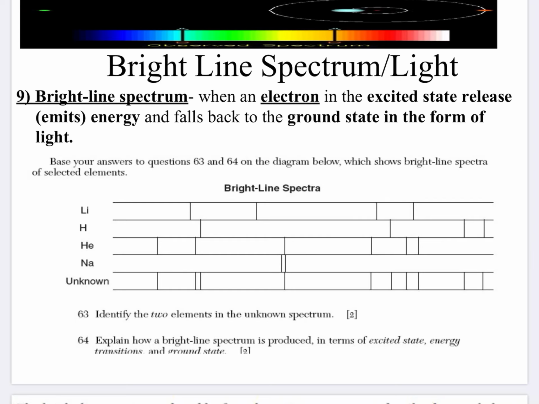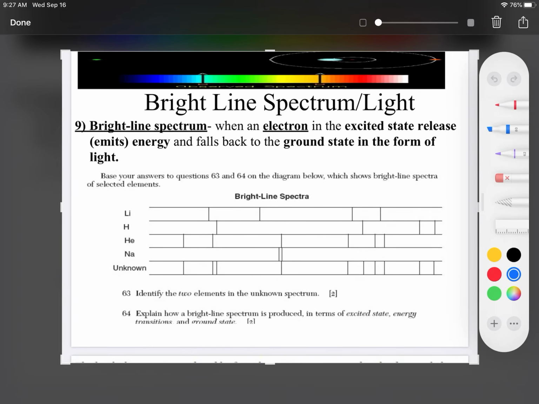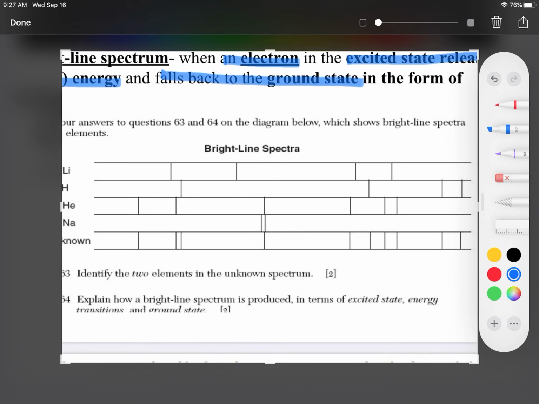Well, when an electron, we said before, absorbs energy, it jumps from the ground to the excited state. Now, does anything stay excited forever? No. Eventually, the electron will fall back from the excited state to the ground state, releasing energy. So, bright line spectrum light is when an electron in the excited state releases, another word for release, guys, is emits energy and falls back to the ground state in the form of light. Okay? You need to memorize that. It's going to be on your test. It'll be on a Regents exam, New York State Regents exam. Okay? All right, here we go.